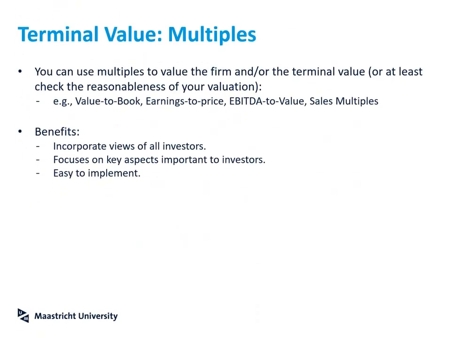As an alternative, we can also use multiples to determine our terminal value, where we would say that after the terminal year, the value of the firm is equal to a certain financial statement item times a multiple applied to this financial statement item. For example, we could say that after the terminal year, the value of the company is equal to 3 times book value, in which case we can use the value to book ratio, for example, of other companies to determine what this ratio should be.